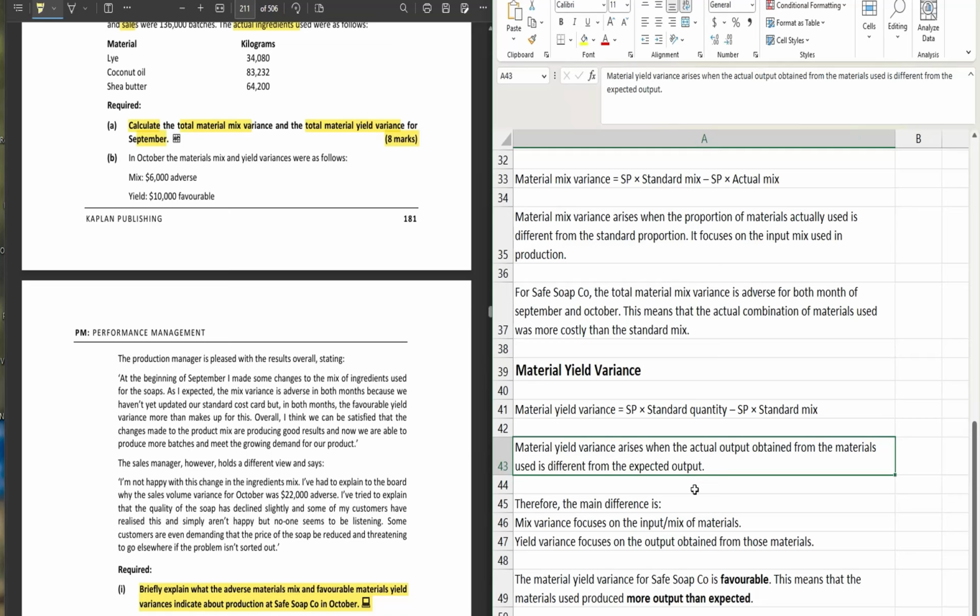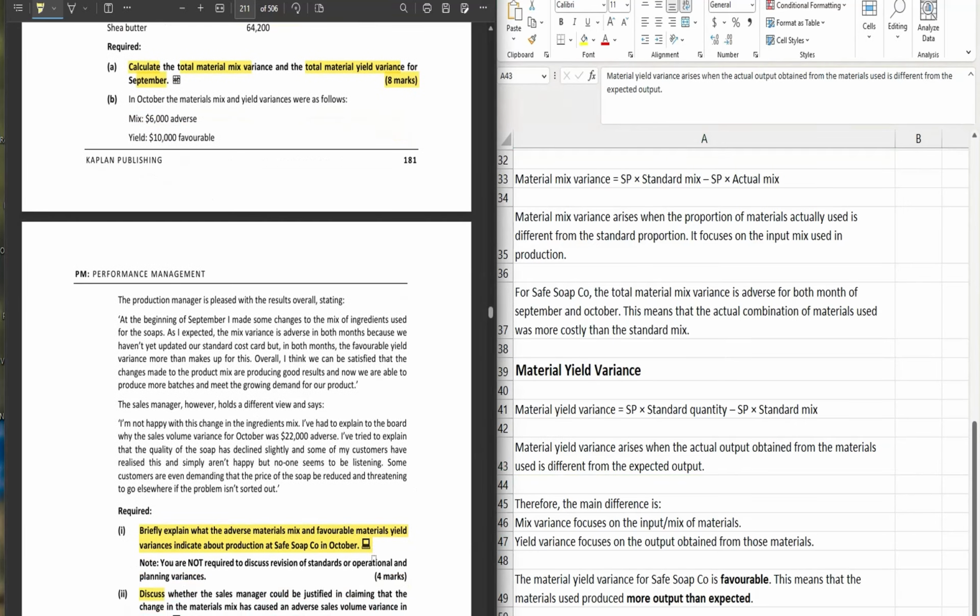So therefore, for this company, the yield variance is favorable. That means the material used produced more output than what we had expected earlier. Okay, so this is only for 4 marks, 2 marks each, and it's enough.